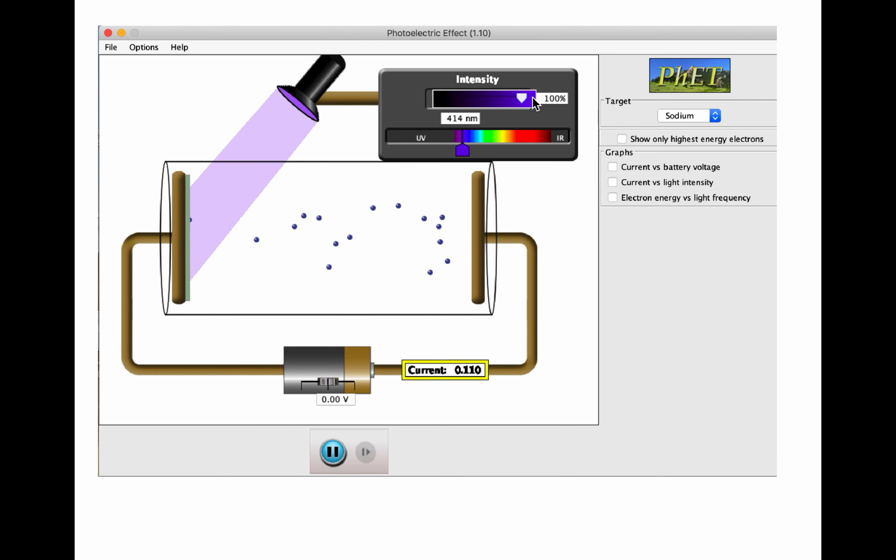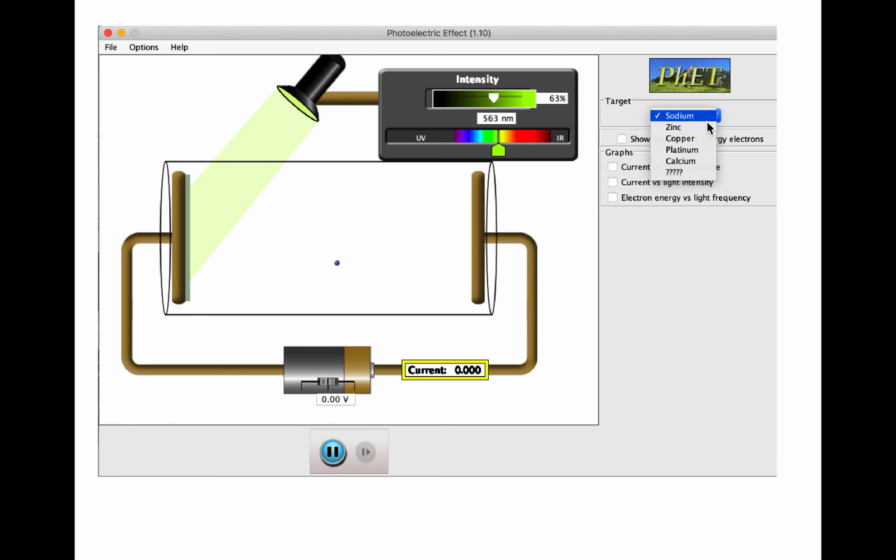I mean, I can change the brightness of it. They're still being ejected. If I go way down, I guess I could make it quite dim. I still see them being ejected. The crucial variable describing whether they will be ejected or not seems to be the frequency. And if I go to a longer wavelength, which means a smaller frequency, they're not being ejected anymore.